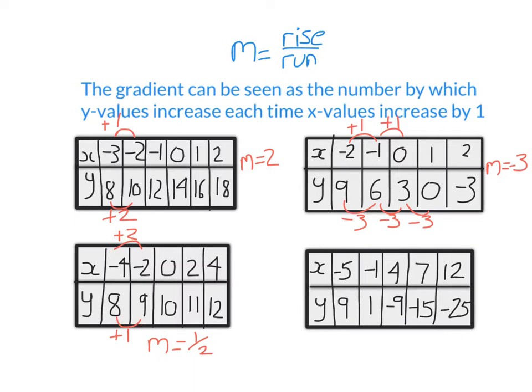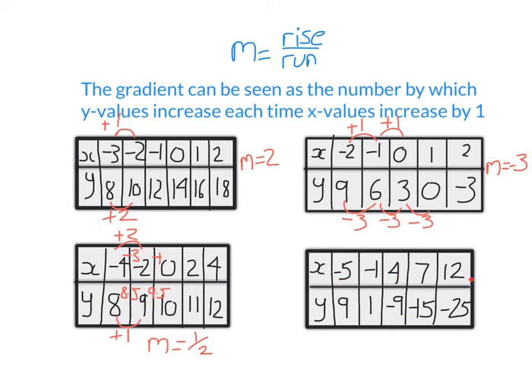So that means if x were to go up by 1, say to minus 3, the number in here would be 8.5. If x were to go up again by 1, this number would be 9.5. You can see each time x goes up by 1, y is going up by 0.5, or a half. So that's why the gradient here is a half.